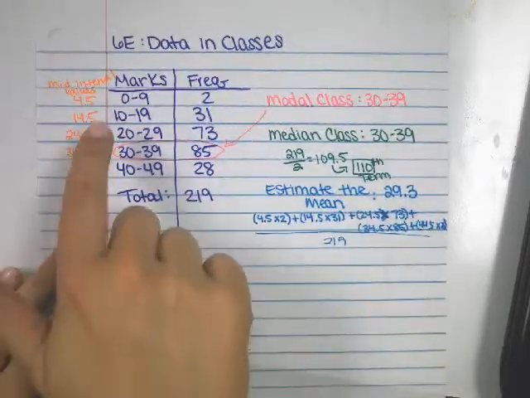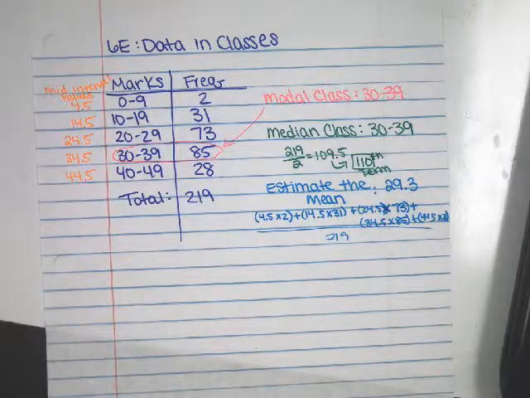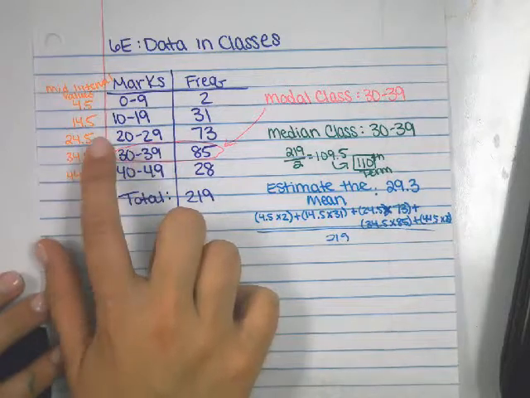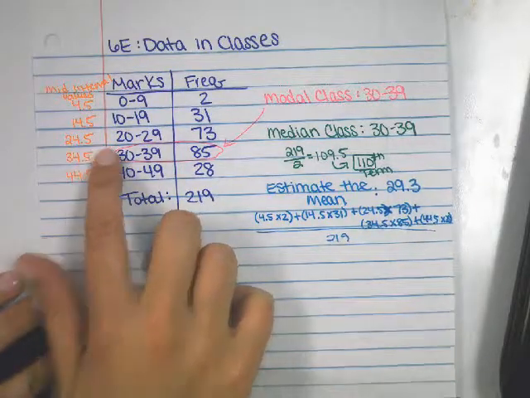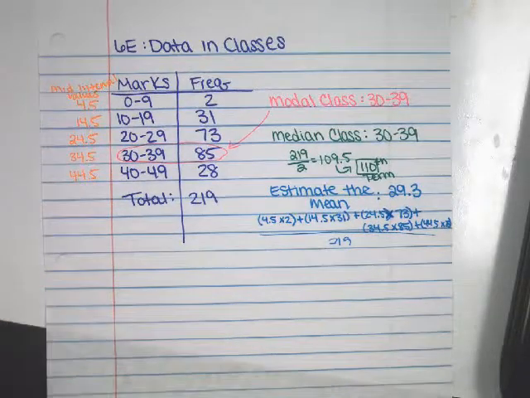So recap, the main thing here is being able to find the mid-interval value. The IB likes to pick a problem and then say, what's the mid-interval value for 20 to 29? And they want you to do this little process right here. So pay attention for that word, mid-interval value.